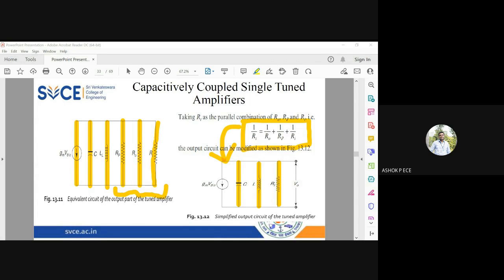Any doubt in the derivation so far? Please feel free to ask me. Any doubt if you have. Our goal is to find gain. Gain is V_o by V_in. For finding V_o, I'm going to look at the output side. So I need to make my output side as simple as possible. So we have made all the possible simplification, and we got the simplified output diagram from which I can find V_o easily. Any queries if you have, please ask.